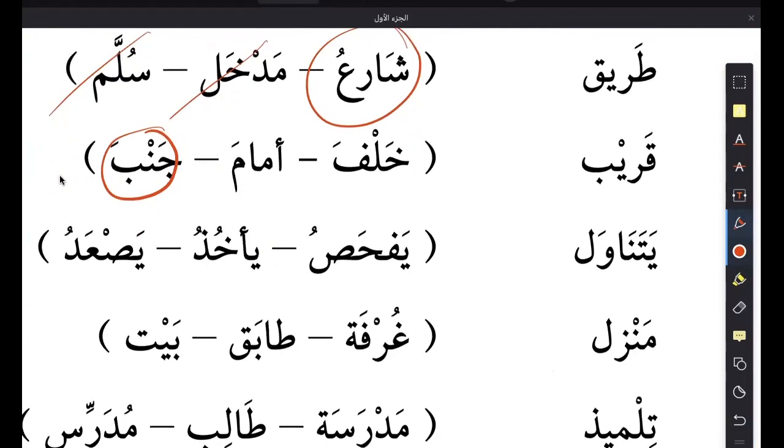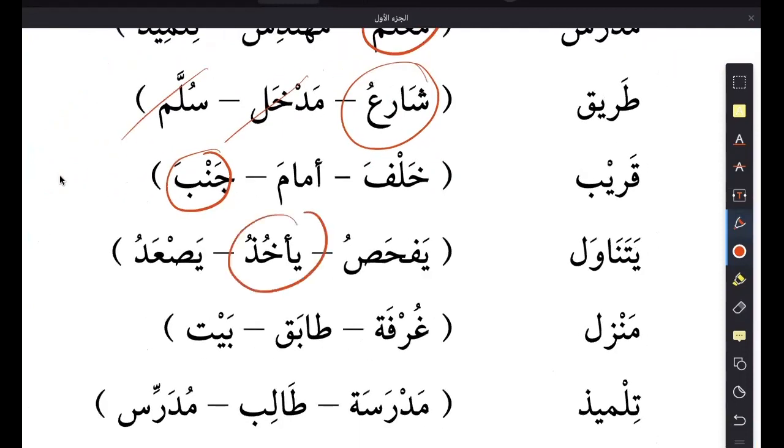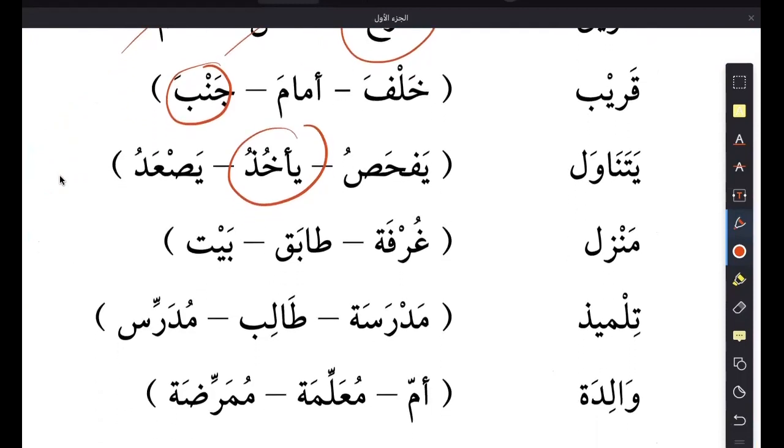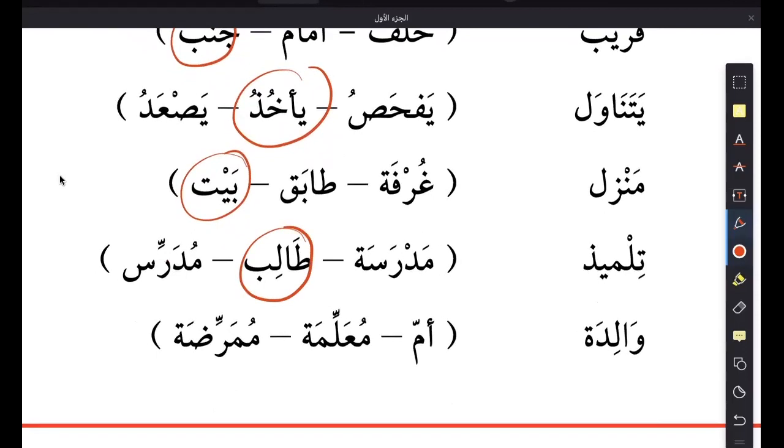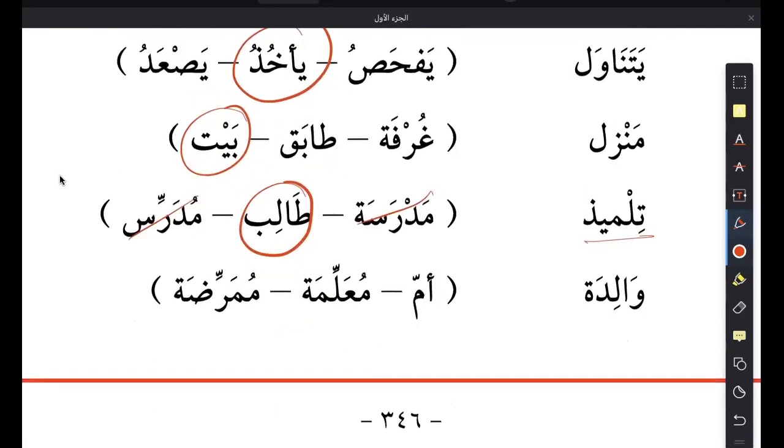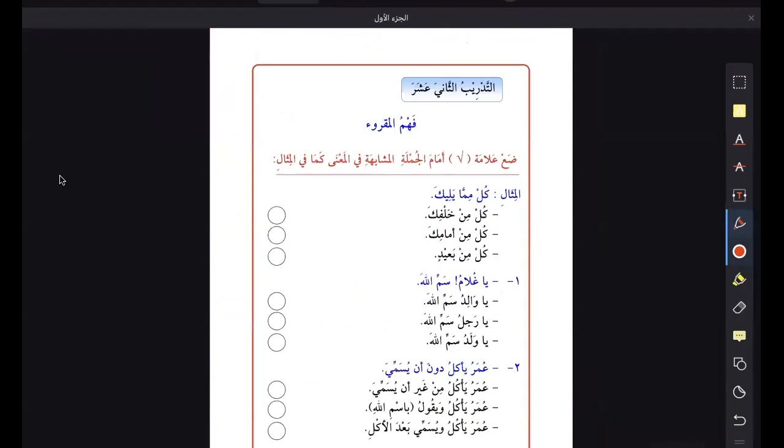Yatanawala, to take, see, you get this meaning. Yakhud. Okay, so yatanawala means yakhud. Manzil is house, so we can say bait. Tilmith is a student, so you can say talib. Talib is also student. Madrasa, it's not going to make sense because that's school. Mudarris is a teacher. Walida is a mother, so this one goes with it, right?